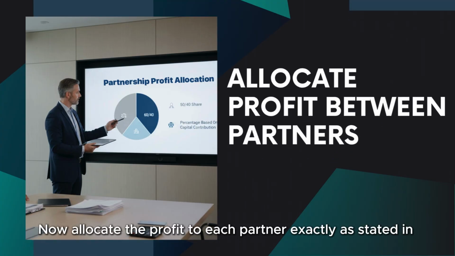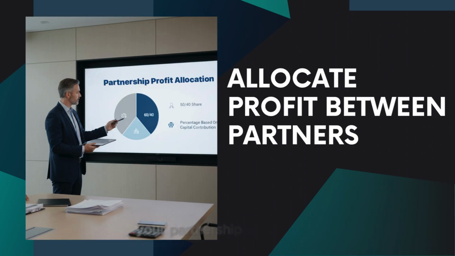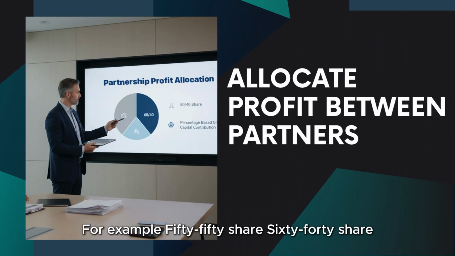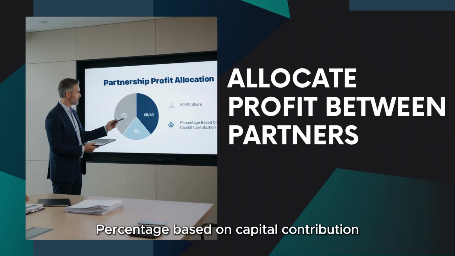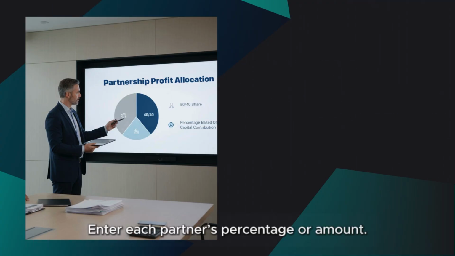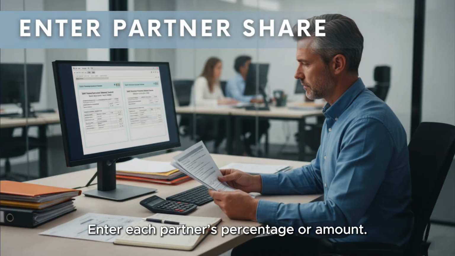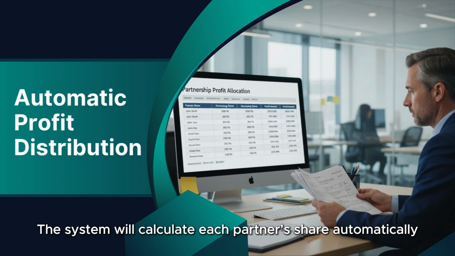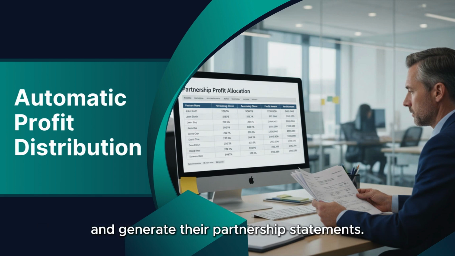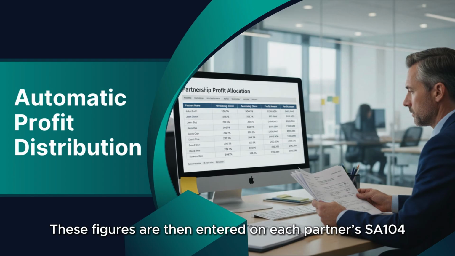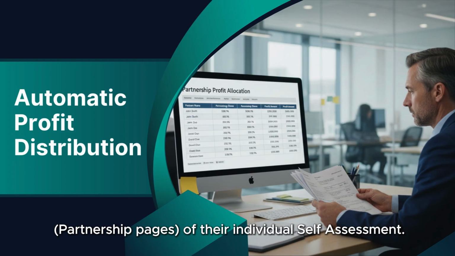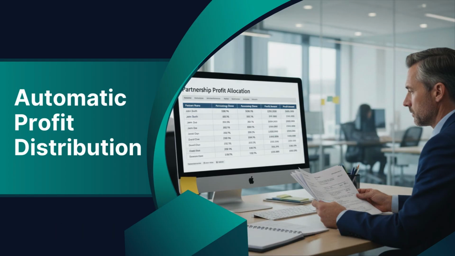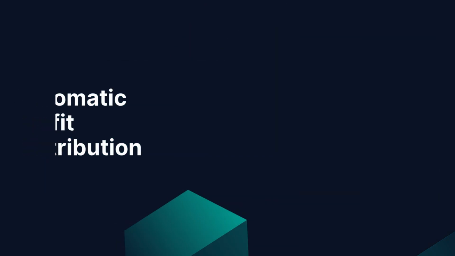Now allocate the profit to each partner exactly as stated in your partnership agreement. For example, a 50-50 share, a 60-40 share, or a percentage based on capital contribution. Enter each partner's percentage or amount. The system will calculate each partner's share automatically and generate their partnership statements. These figures are then entered on each partner's SA800 partnership pages of their individual self-assessment. These statements will later be used on each partner's individual self-assessment.